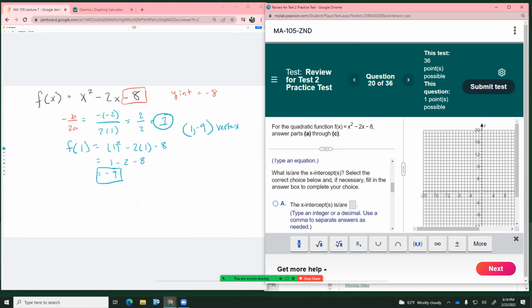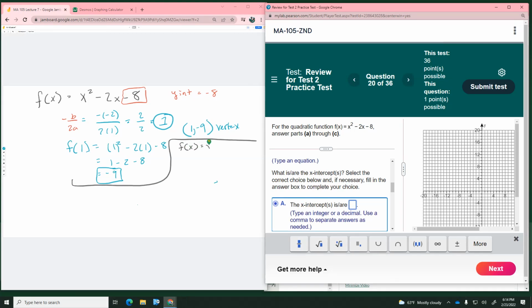What are the x-intercepts? Now this is tricky a little bit. Remember, for an x-intercept, we want y to be equal to 0. So basically, if you have f of x is equal to x squared minus 2x minus 8, what we want to do is set this part equal to 0 and solve for x.